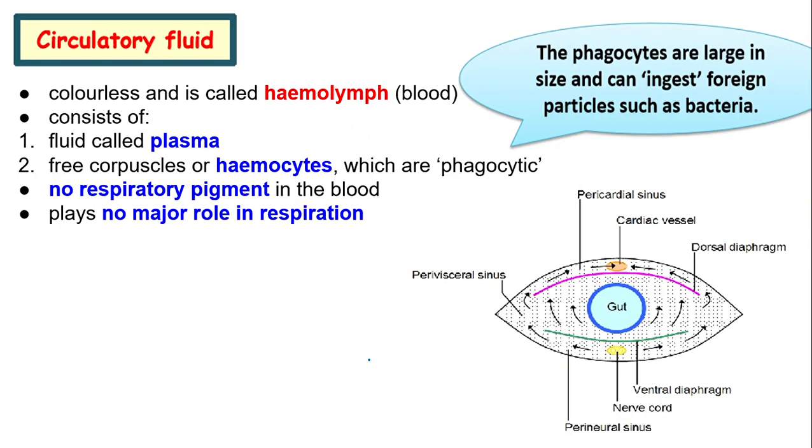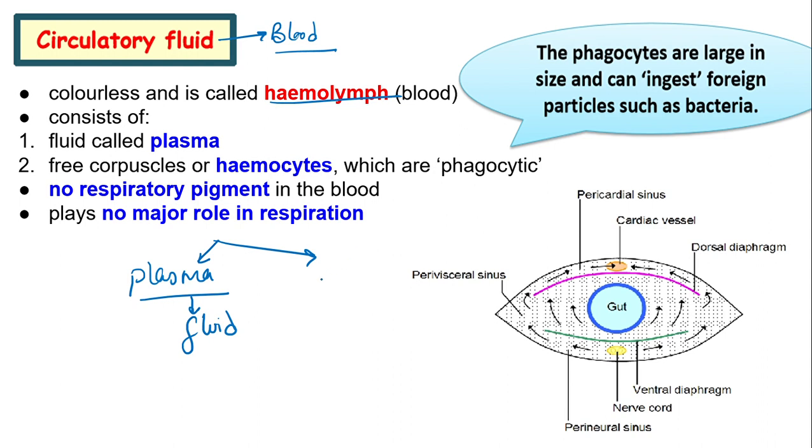Okay, terga. Next one. Now, if we talk about the circulatory fluid, we are talking about the blood. The blood of the cockroach we call hemolymph. Like our blood consists of plasma and corpuscles, here also plasma is present, which is nothing but your fluid, but for the blood cells here the name given is hemocytes. Cockroaches do not have RBCs or WBCs. It has free corpuscles which we call hemocytes.